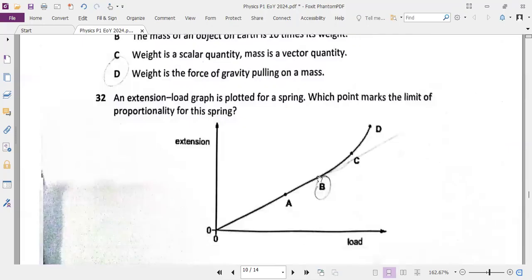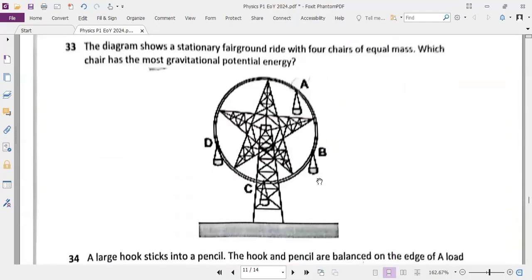So here again, limit of proportionality: as long as a point is on the straight line, it is within the limit of proportionality. After this, there is no more straight line, so the limit of proportionality has been reached. It is B. In this one, the highest potential energy will be at the highest point, so A.